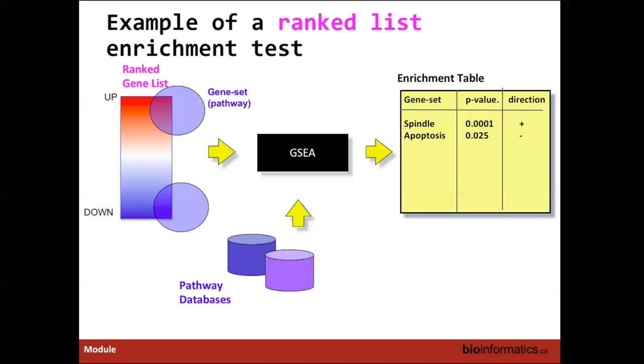Then we use enrichment map to cluster these pathways. The pathways that are really related, with a lot of genes in common, are going to be considered as just one cluster instead of 10 pathways. So we try to reduce the dimension like that.